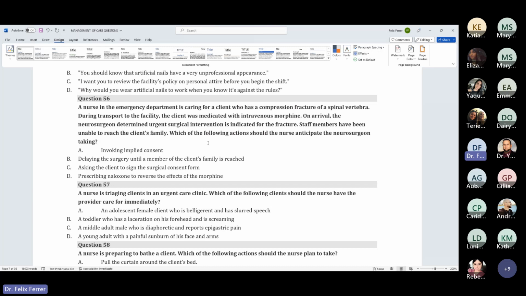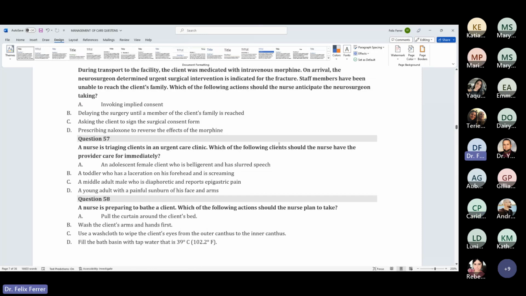56. A nurse in an emergency department is caring for a client who has a compression fracture of a spinal vertebra. During transport to the facility, the client was medicated with intravenous morphine. On arrival, the neurosurgeon determined that urgent surgical intervention is indicated for the fracture. Staff members have been unable to reach the client's family. Which of the following actions should the nurse anticipate the neurosurgeon taking? A. Proceeding without the client's consent. Really good.